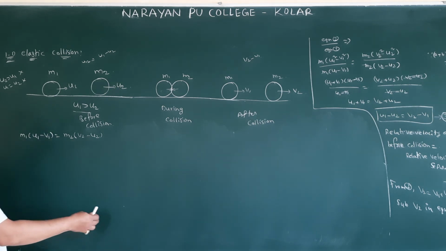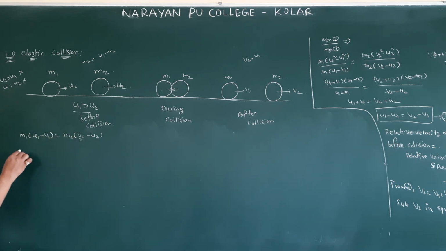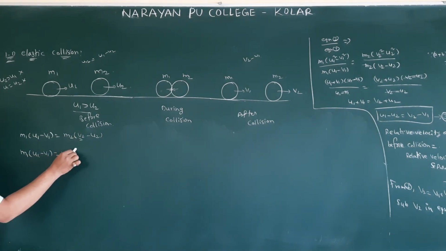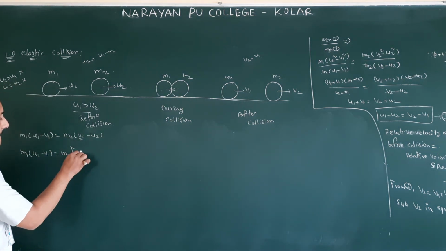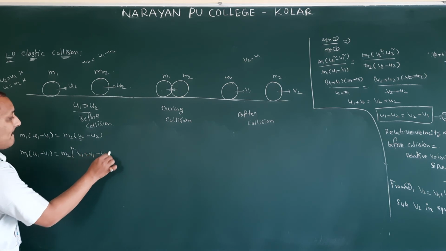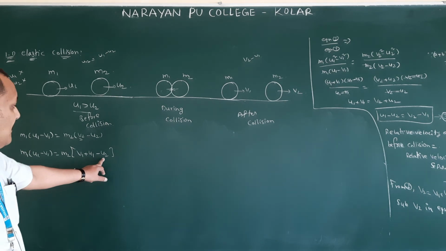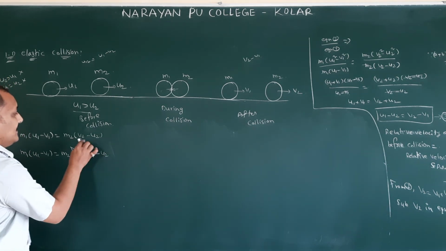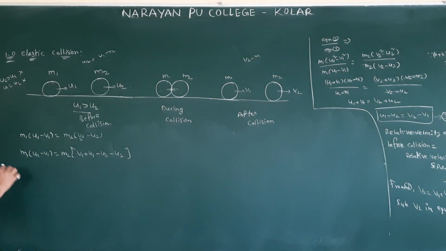Already it is there, but I erased it here. So in this, v2 we have to substitute. For that, m1 into (u1 minus v1) is equal to m2 into the v2 value, how much you got there? v1 plus u1 minus u2. This is v2. Next, minus u2. Expand this. So m1 u1 minus m1 v1.